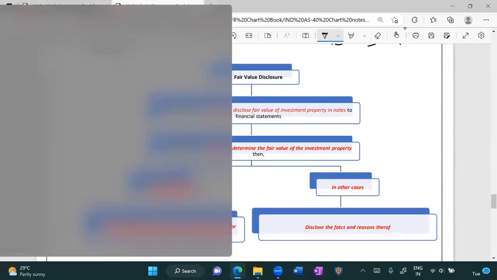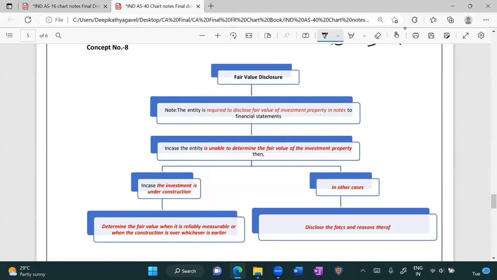Next, let's go to the 8th concept, that is fair value disclosure. As I mentioned earlier itself, in this Ind AS 40, only what concept exists? Cost model only exists. The revaluation model does not exist in this. However, in IFRS, the international standards, yes, it gives you the liberty of revaluation model as well as cost model. But in India, there's only cost model. However, you can disclose the fair value of that investment in your notes.